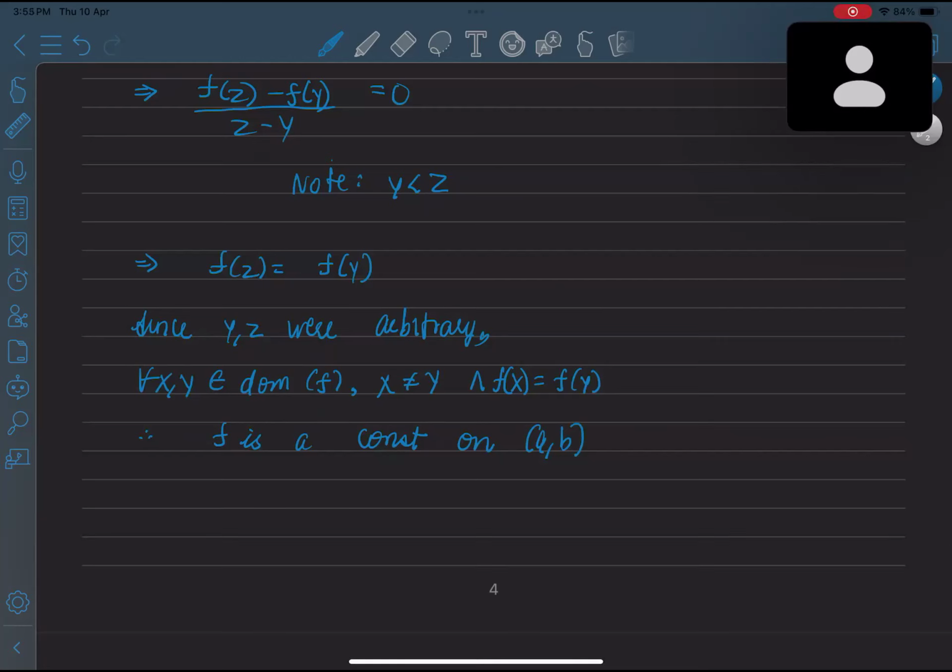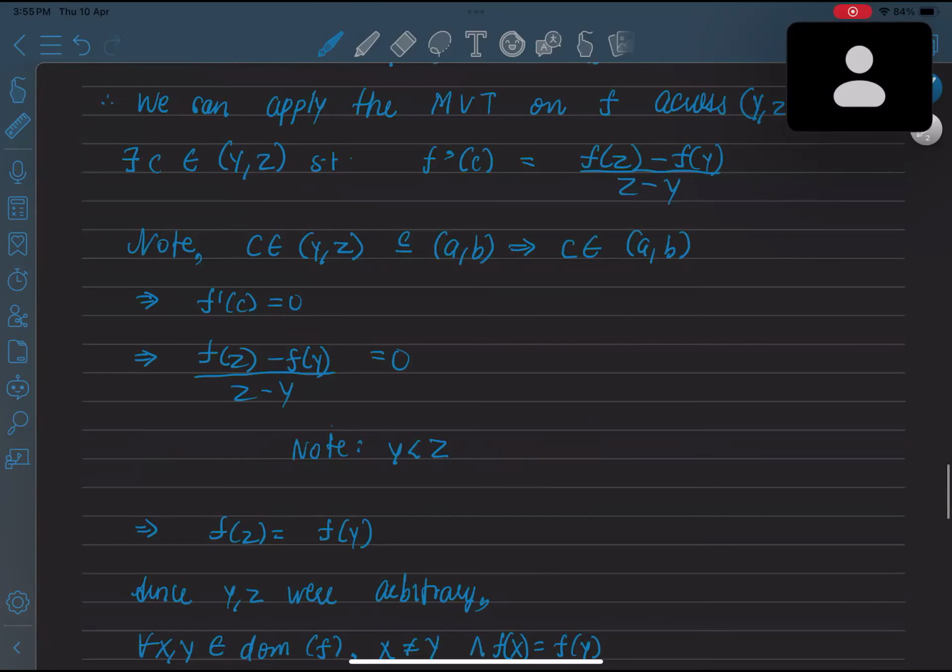Is that clear? Any questions I can answer? If not, we can move on to the last question, I think, which is question 11.